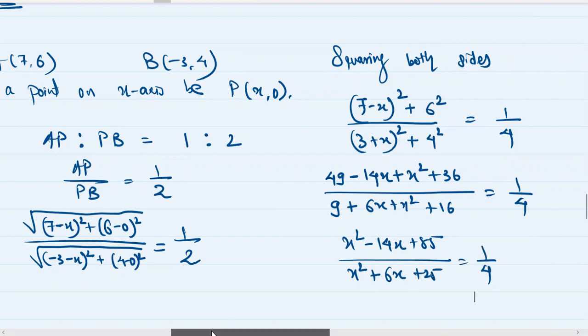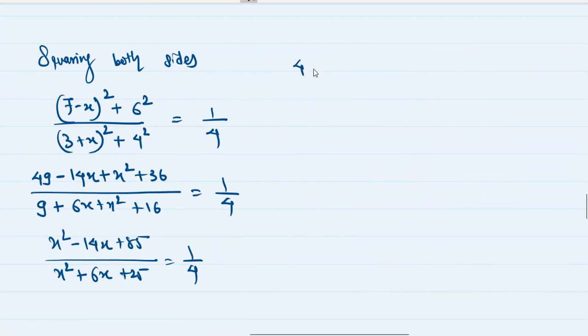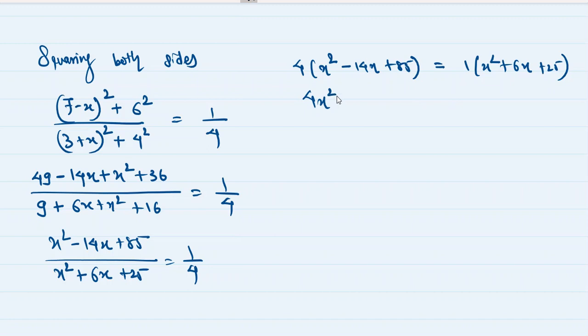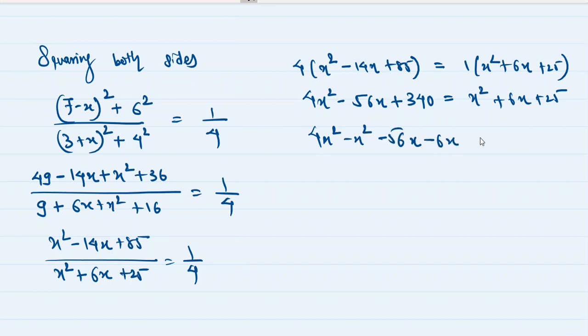Okay, let's cross multiply this. So 4 bracket x square minus 14x plus 85 is equal to 1 bracket x square plus 6x plus 25. So 4x square minus 56x plus, 85 fours are, 85 twos are 170 and 170 twos are 340, is equal to x square plus 6x plus 25. So 4x square minus x square minus 56x minus 6x plus 340 minus 25 is equal to 0.